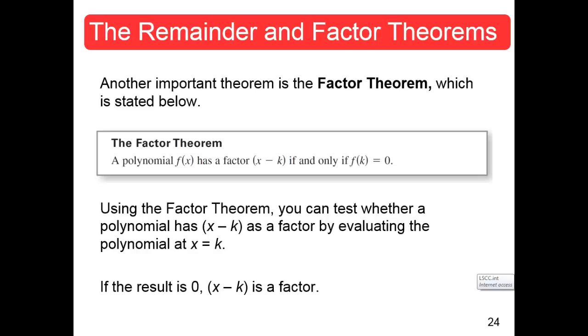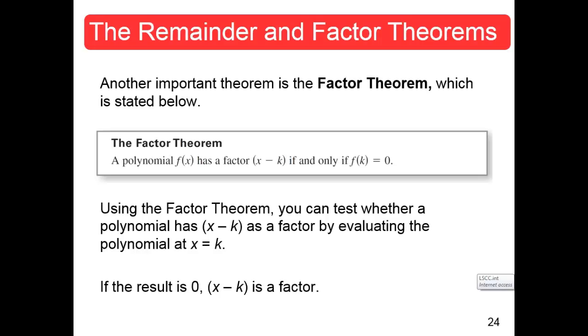Rather than plugging in, raising it to powers, and adding and subtracting and doing all that, just do simple synthetic division, which is all multiplying and adding. No raising to powers at all. And it's a pretty simple process, and you can come up with what f of k is. That was the remainder theorem. Another important theorem that sort of relates to that is the factor theorem.